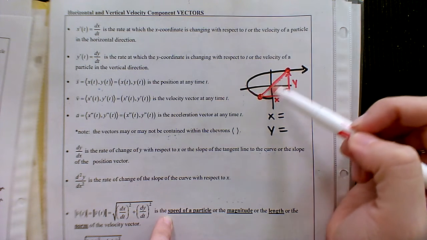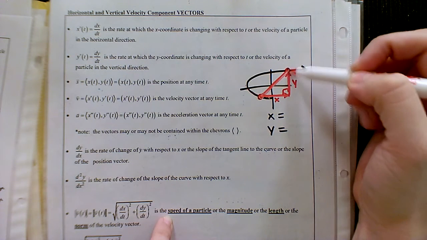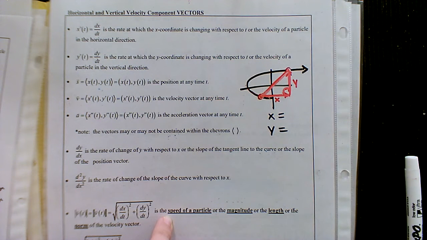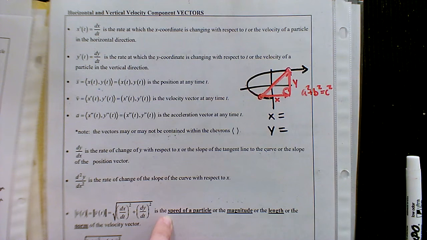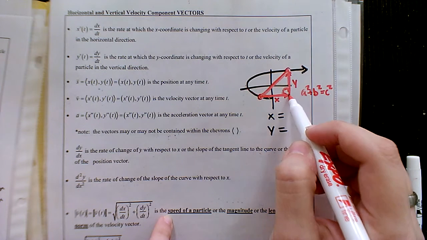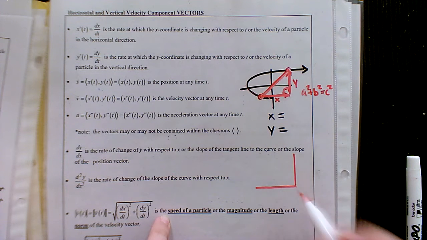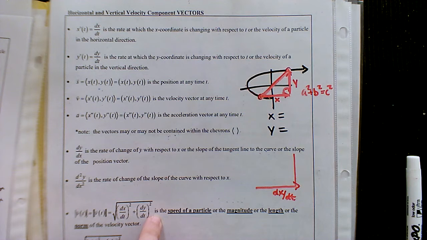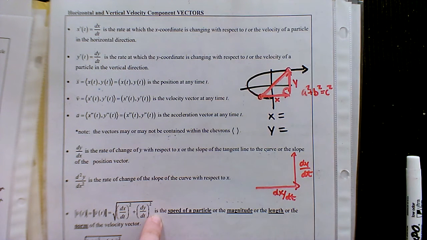Could we figure out the displacement if we knew the x change and the y change? How could you figure out the hypotenuse of a right triangle? Pythagorean theorem, exactly. Now in terms of calculus, if we were to take the derivative of the x change, maybe I'll draw this down here, that would be dx over dt. Okay, we did that yesterday. If we did the derivative of the y change, that would be dy over dt.